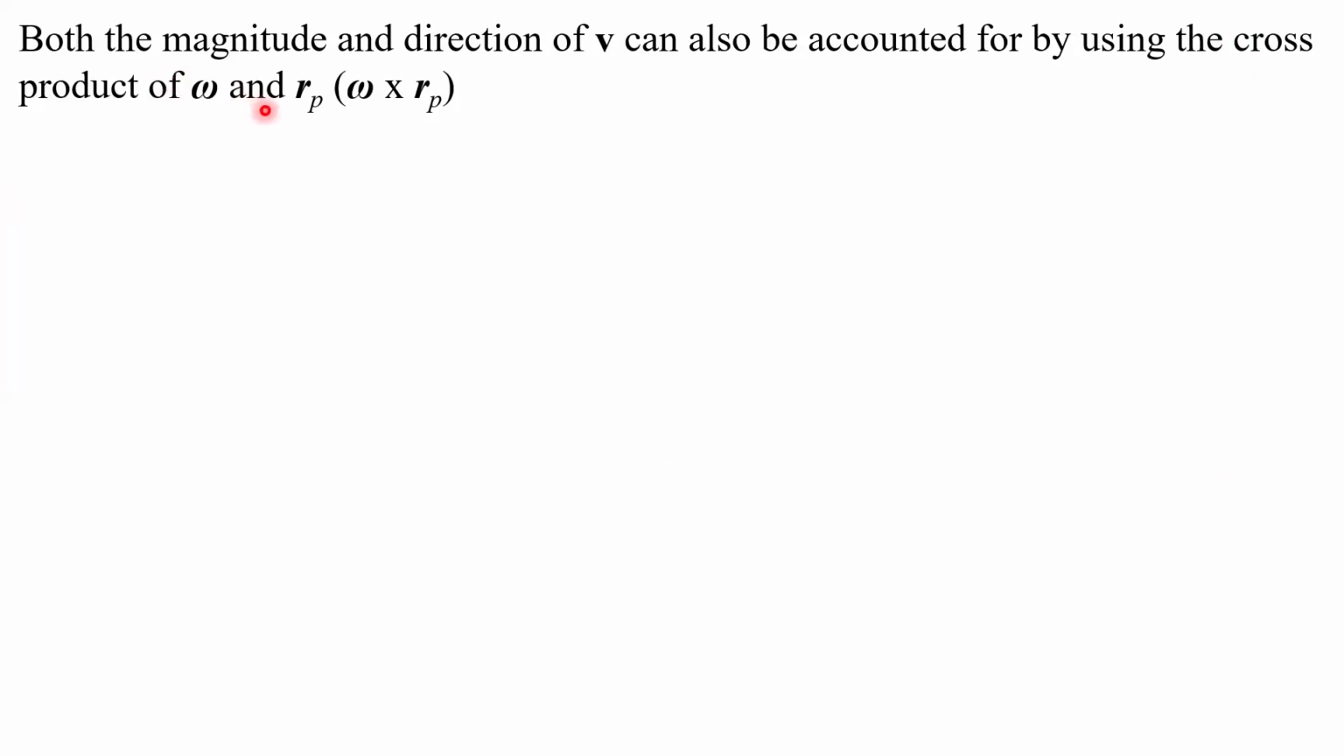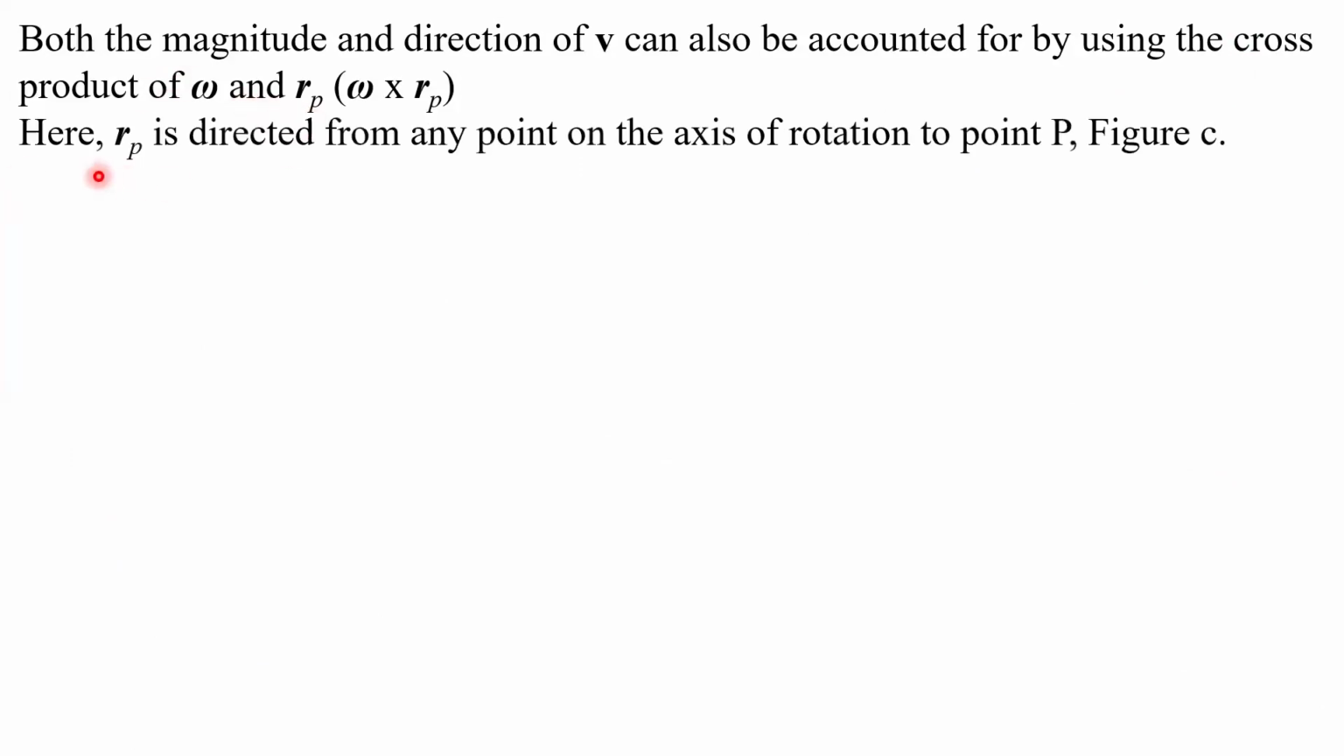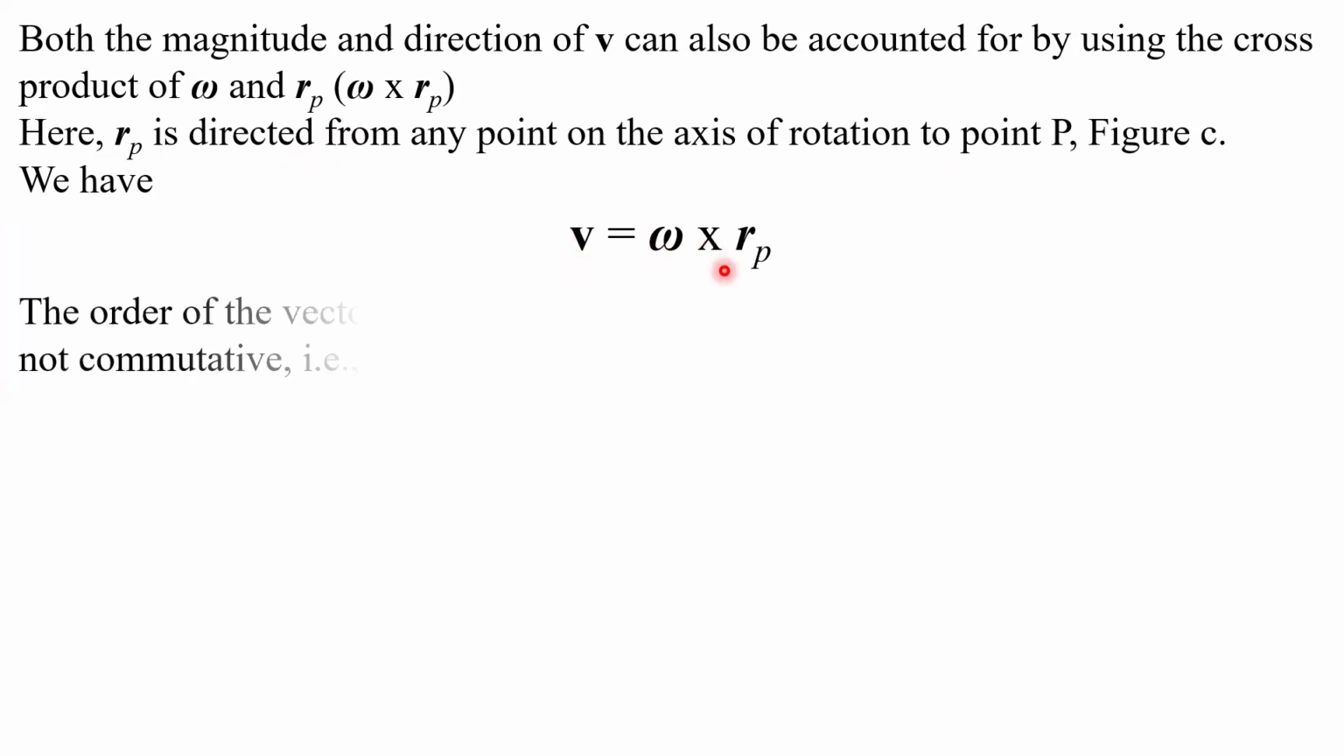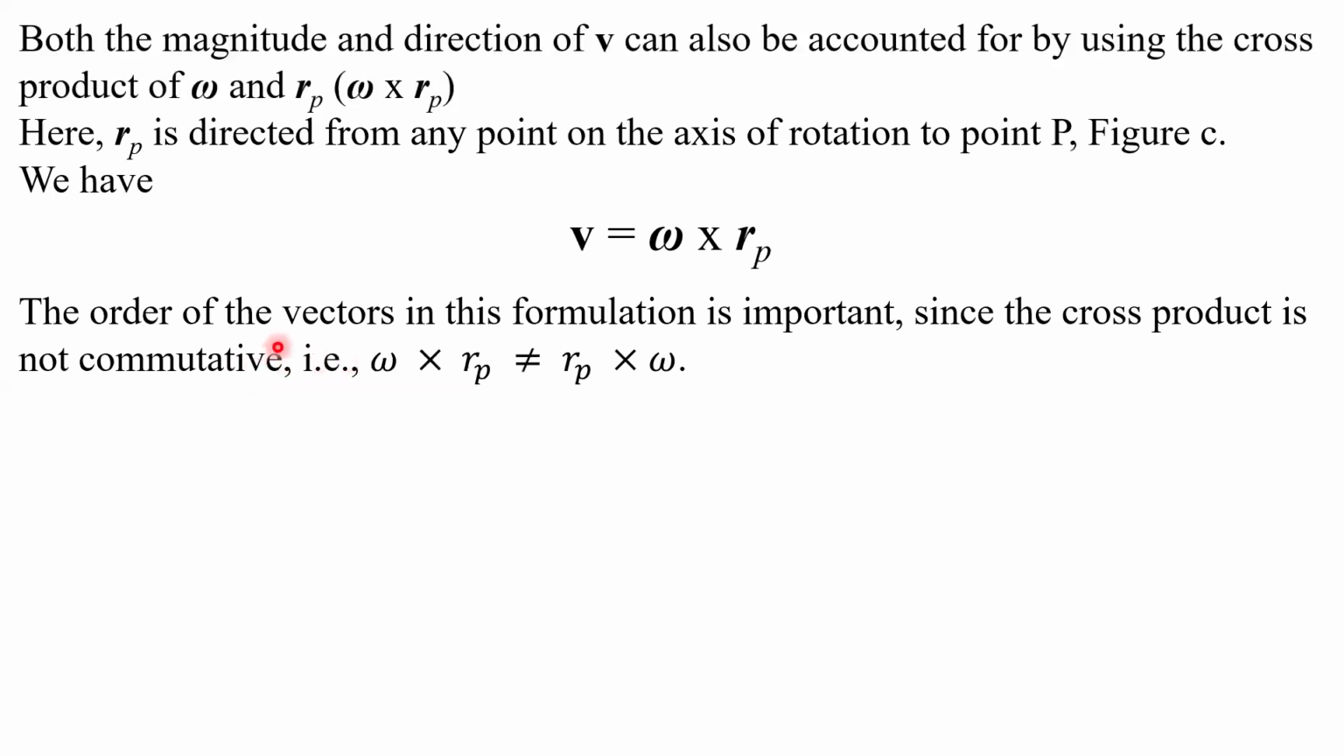Both the magnitude and direction of V can also be accounted for by using the cross product of omega and Rp. Here, Rp is directed from any point on the axis of rotation to point P, as shown in figure C. We have V, the velocity, equal to omega cross Rp. The order of the vectors in this formulation is important, since the cross product is not commutative: omega cross Rp is not equal to Rp cross omega.